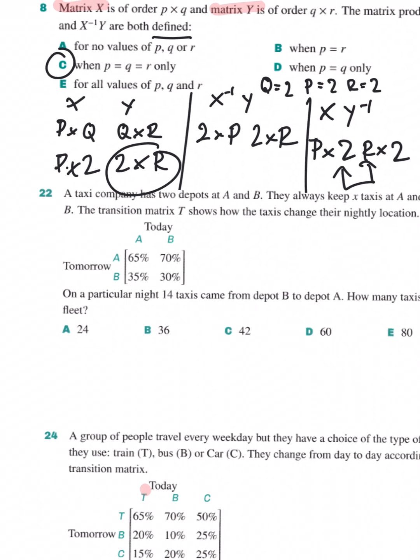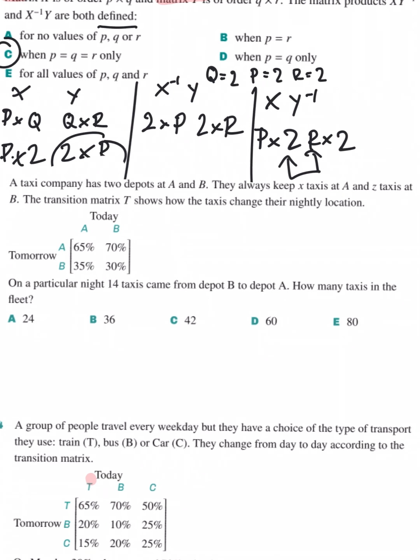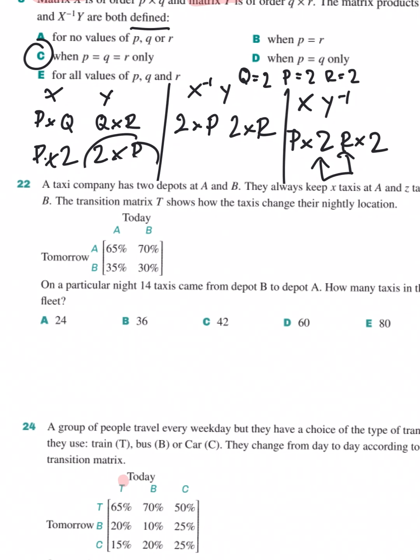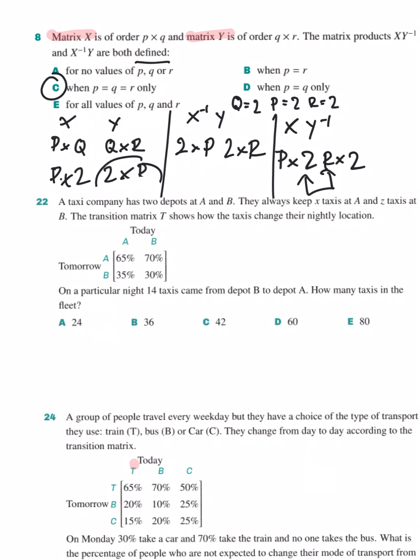Okay, the next one, just rub that out. We've got a taxi company which has 2 depots at A and B. They always keep X taxis at A and Z taxis at B. The transition matrix T shows how the taxis change their nightly location. Remember guys, down the diagonal is them just keeping it, and the 35% and the 70% is the change. On a particular night, 14 taxis came from Depot B to Depot A. How many taxis are in that particular fleet?